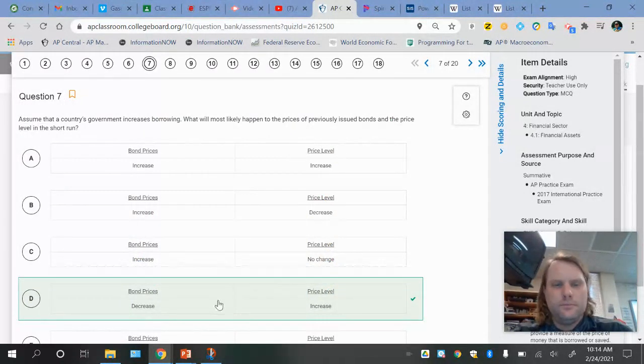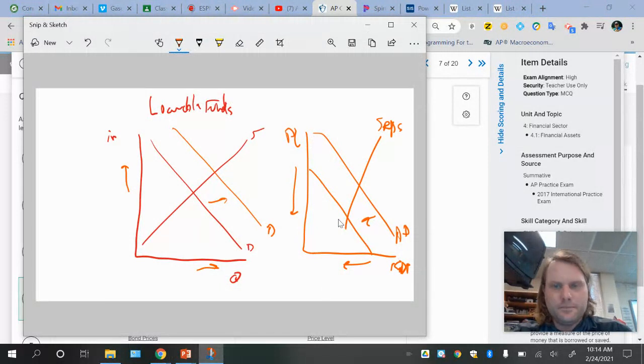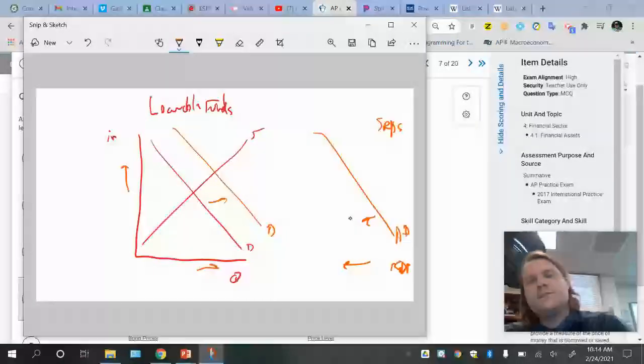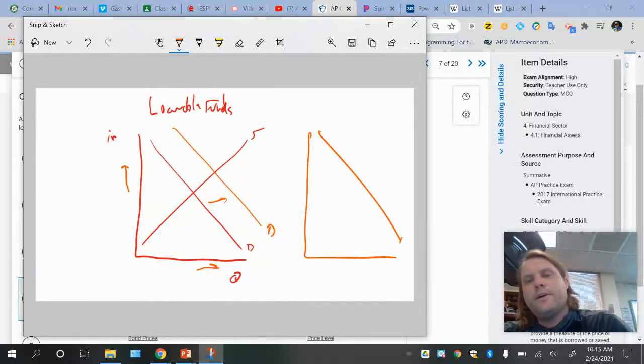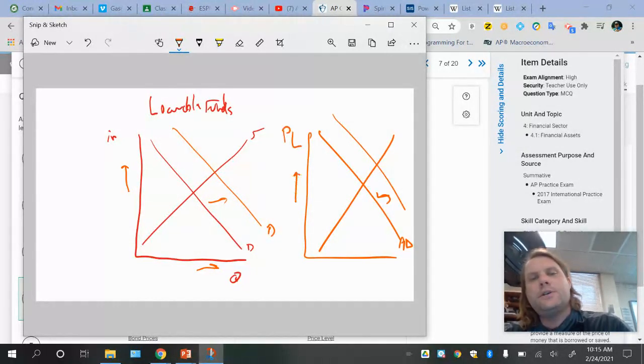Excuse me, let me go back. This is in the longer run, okay? The price level, in this case, we're going to increase our aggregate demand based on the government borrowing more money to increase spending. I'm sorry, they were not referring to the crowding out effect. I got ahead of myself. Okay, so we're going to increase aggregate demand. So our price level here is going to increase in this particular case. All righty, so our price level goes up.